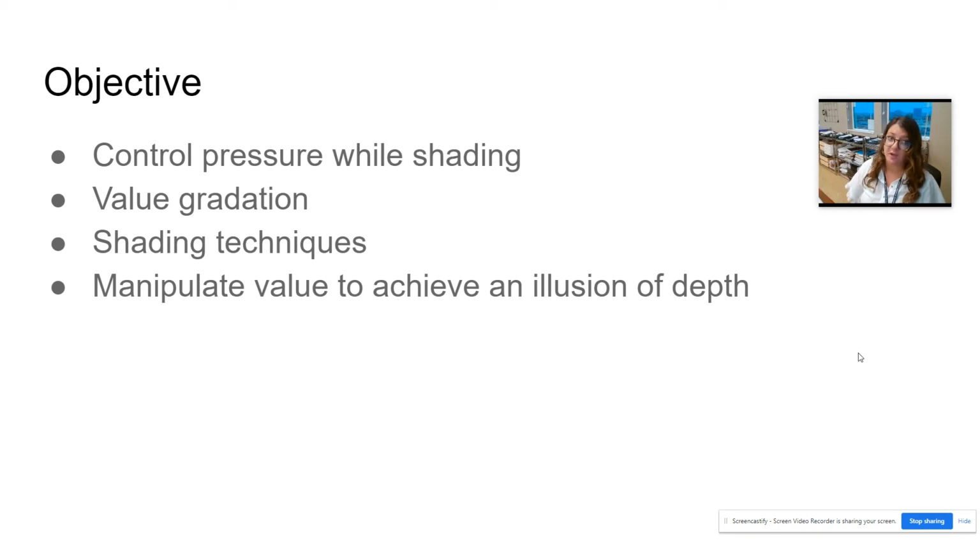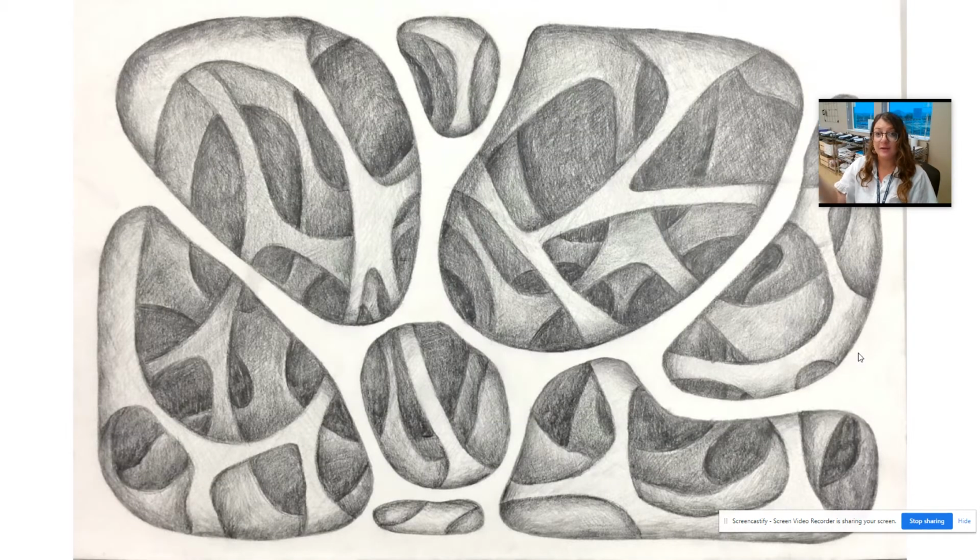Okay, the objective of this project is to really control your pressure while you're shading. So let's say that you are shading something, you can do it very, very lightly, or you can do it really, really hard and really control that pressure. Another objective is to do value gradation, to really perfect your grading techniques and manipulate value to achieve an illusion of depth. Okay, so here's a look at the project that we're going to be doing.